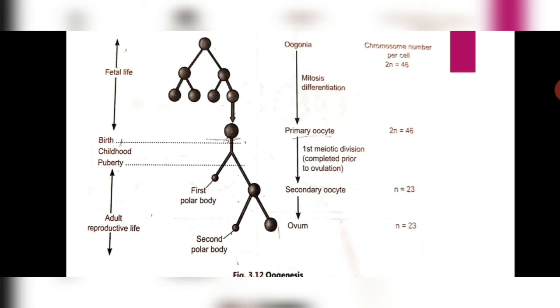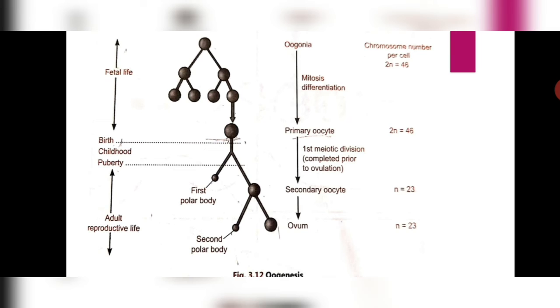The process of mitosis is finished and meiosis 1 is started, which is arrested at the prophase 1 of meiosis 1. So primary oocyte, which has 46 chromosomes or the diploid set of chromosomes, are present at birth. Then childhood, nothing will happen. During the puberty, the primary oocyte will complete its first meiotic division. At the end of the first meiotic division, which is reductional division, a haploid secondary oocyte and a haploid first polar body are formed.